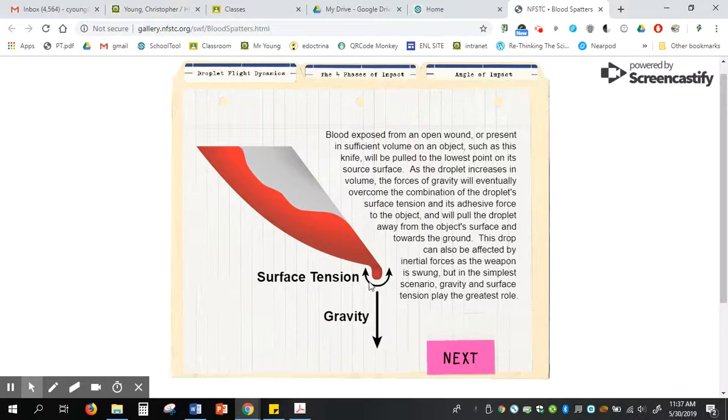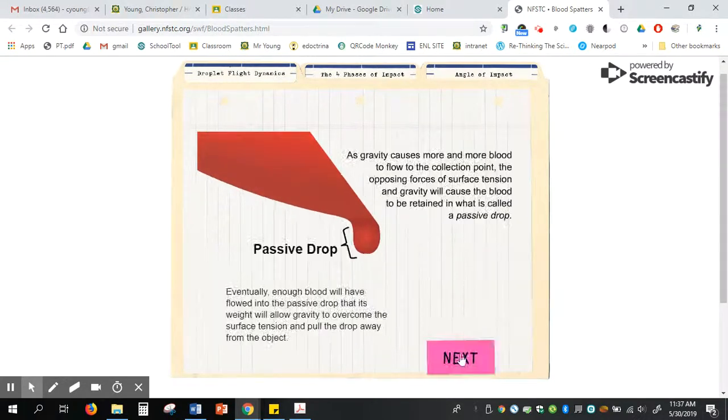So gravity is pulling down, surface tension is holding the blood drop onto the knife. As gravity causes more and more blood to flow to the collection point, the opposing forces of surface tension and gravity will cause the blood to be retained in what is called a passive drop. This is a passive drop right here. Eventually, enough blood will have flowed into the passive drop that its weight will allow gravity to overcome the surface tension and pull the drop away from the object.